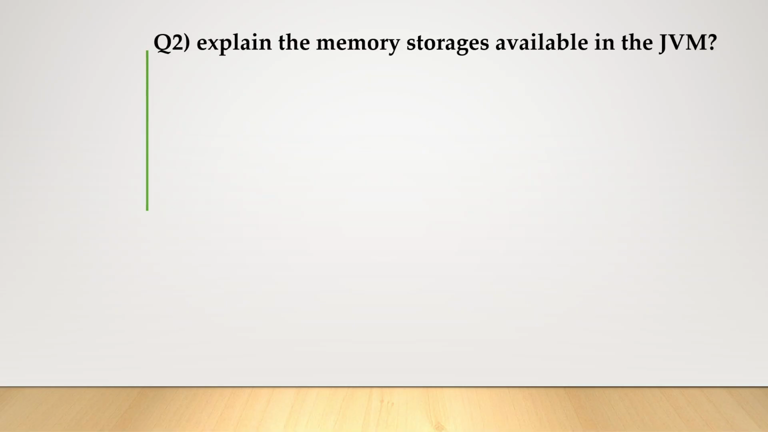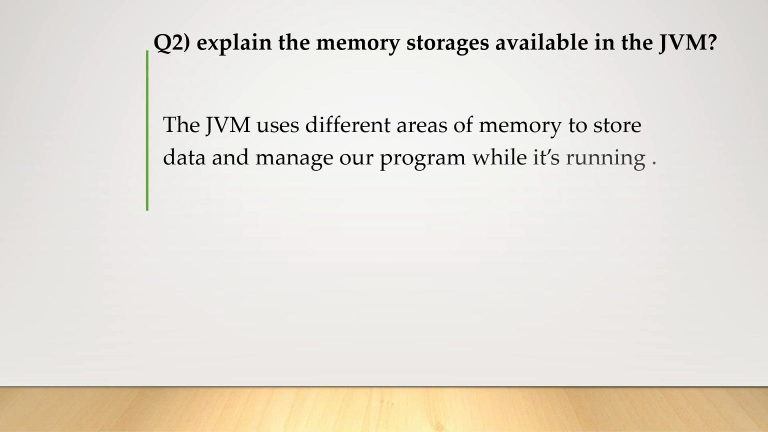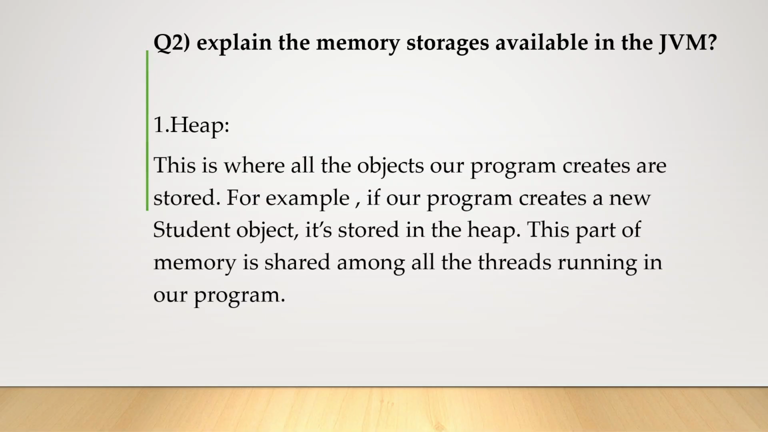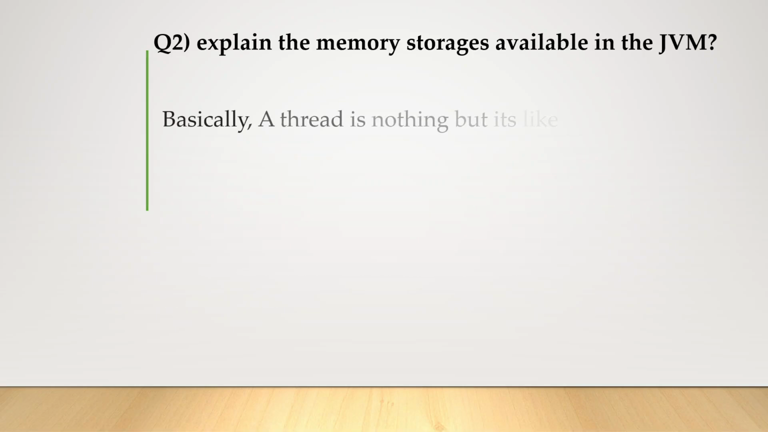Second question is explain the memory storages available in JVM. The JVM uses different areas of memory to store data and manage our program while it's running. Here are some main parts. First is heap. This is where all objects of our program are stored. For example, if our program creates a new student object, it's stored in heap. This part of the memory is shared among all the threads running in our program.